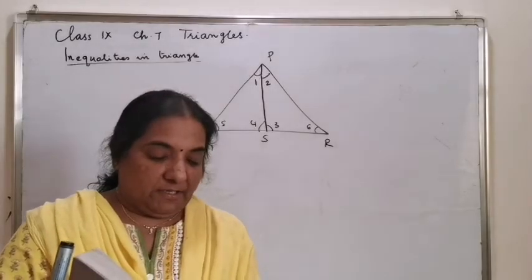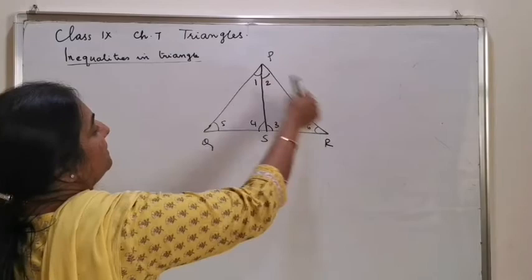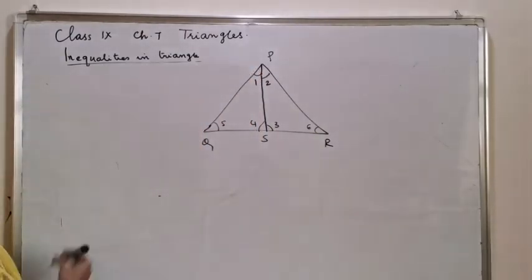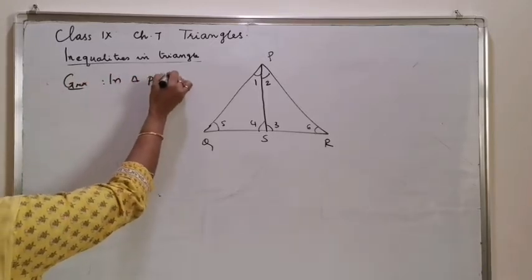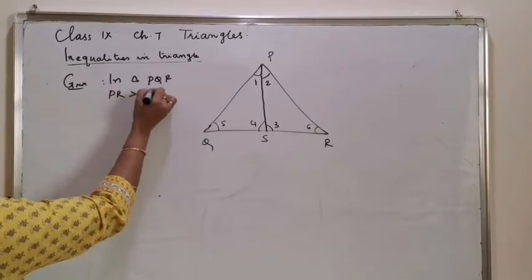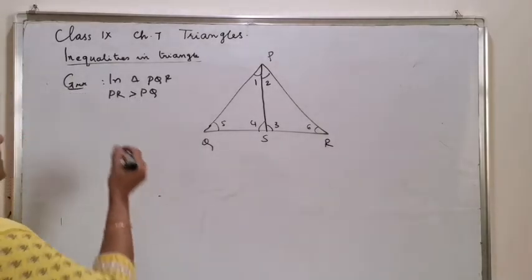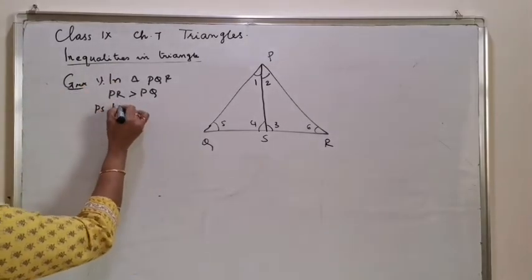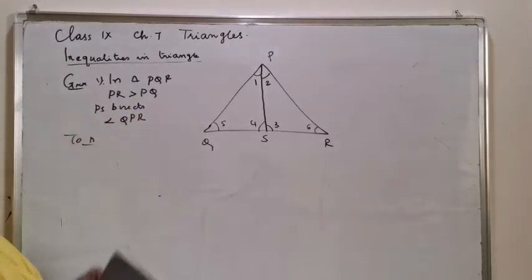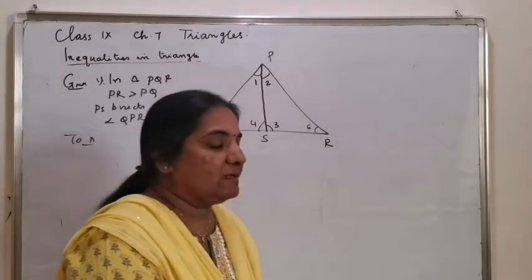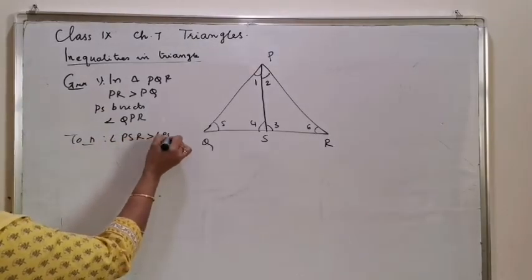Question number 5. In the figure, PR is greater than PQ. So, the given condition is, in triangle PQR, PR is greater than PQ. Then the next condition is PS bisects angle QPR. And what is to prove? To prove is angle PSR is greater than angle PSQ.